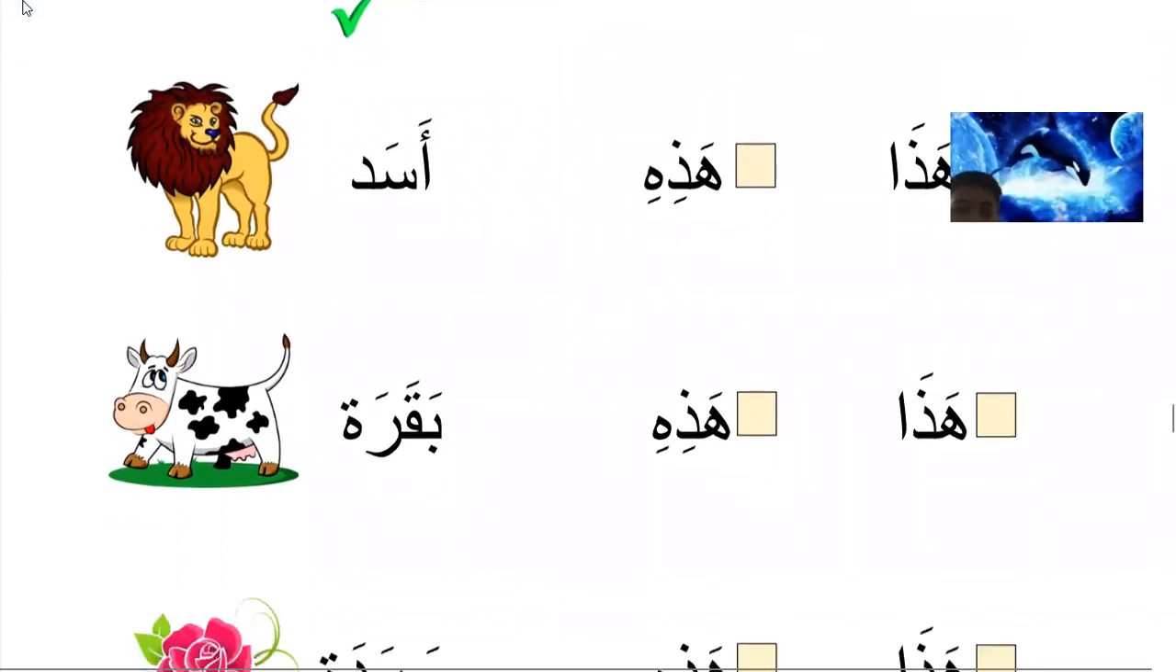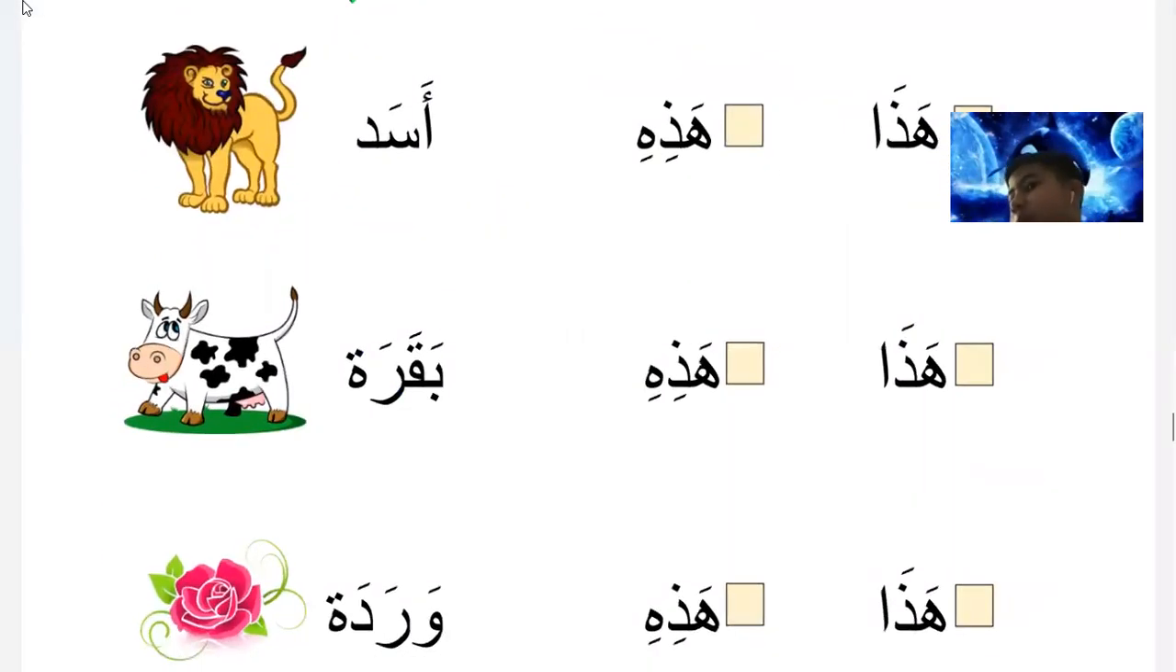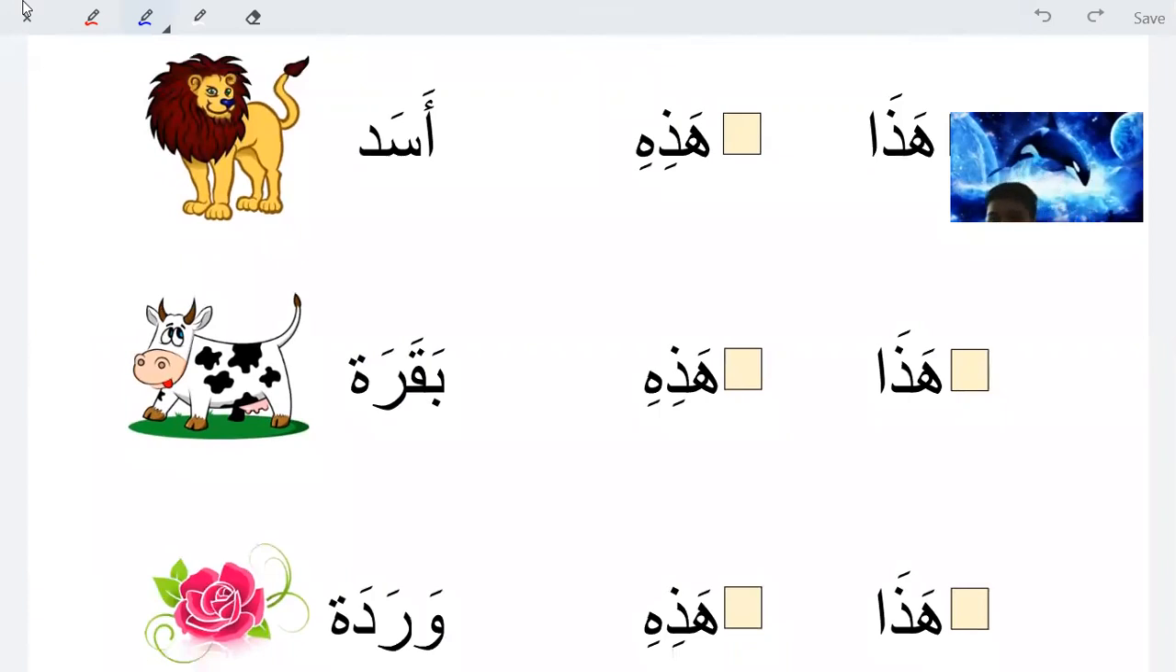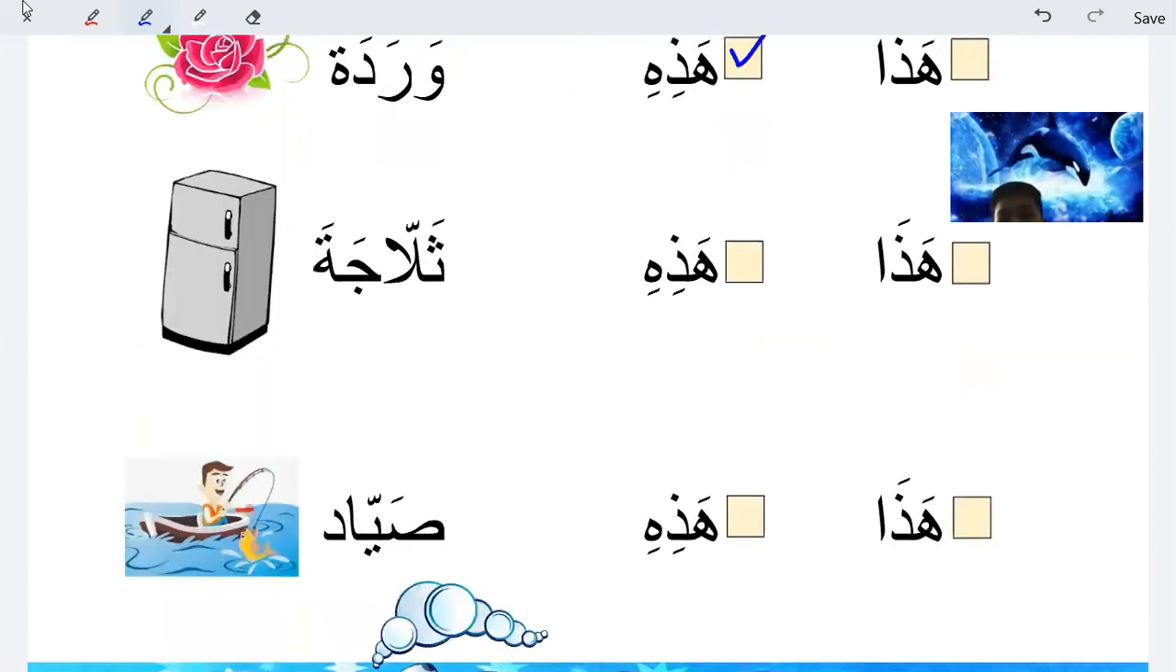Ikhtar al-jawab as-sahih. Choose the correct answer. For masculine, you use haza. And for feminine, you will use hazihi. Okay? Start. So you will say haza asad. Meaning? This is a lion. Good. Hazihi bakara. Good. This is a cow. Hazihi warada. This is a rose. Good. Haza Sayyad. This is a hunter. Good.